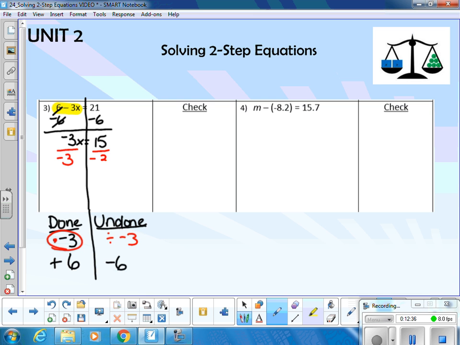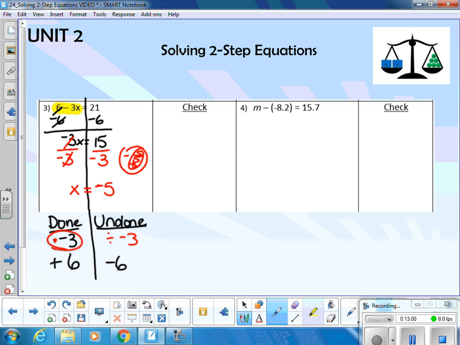Whatever I do to one side, I got to do to the other. So now I have negative 3 divided by negative 3, which gives me a positive x, or positive 1x. Those cancel. Now I have 15 divided by 3. That is 5, but I have to remember my integer man. Integer Bob says if I have a positive and a negative, my answer is negative.